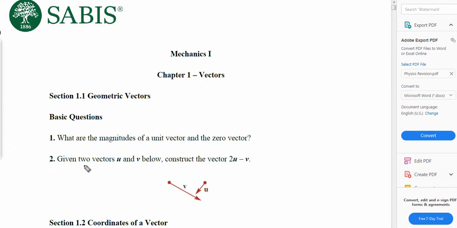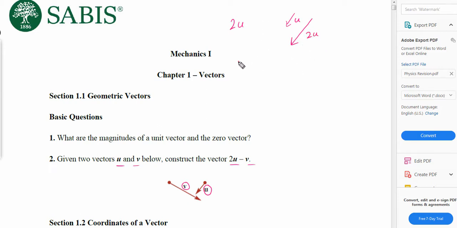Question number 2 says, given two vectors u and v below, construct the vector 2u minus v. So what we have to do is double the magnitude of u, change the direction of v, and then add them head to tail. So let me just draw 2u. Let me draw u first. Let's suppose this is u. So the 2u will look like this. Same direction but double magnitude.